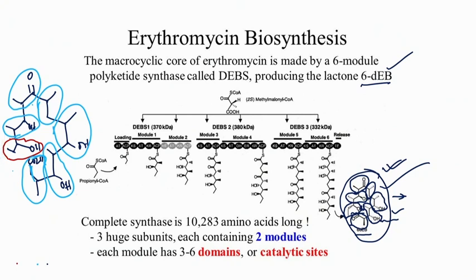So, there are 6 modules in this. Again I repeat, apart from the loading module. So, it started all from here, this is the starter. So, what is the starter unit? It is not acetyl CoA, it is propionyl CoA, because you have an ethyl group here.